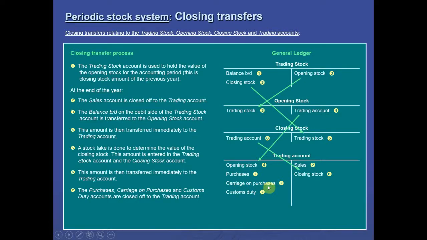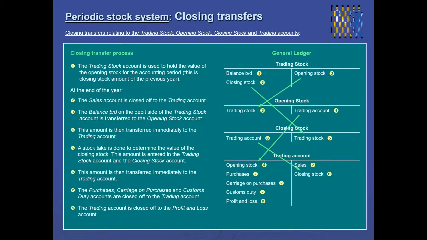Carriage on purchases is in the trading account as a contra entry, as we would have credited carriage on purchases. Similar thing with customs duty. It works exactly the same as carriage on purchases. And then the trading account is closed off to the profit and loss account. So hopefully, usually our credit side is bigger than our debit side if we make a profit. Therefore, we will still need an amount to debit to close off this account. We will credit the profit and loss account. So that's the contra entry.